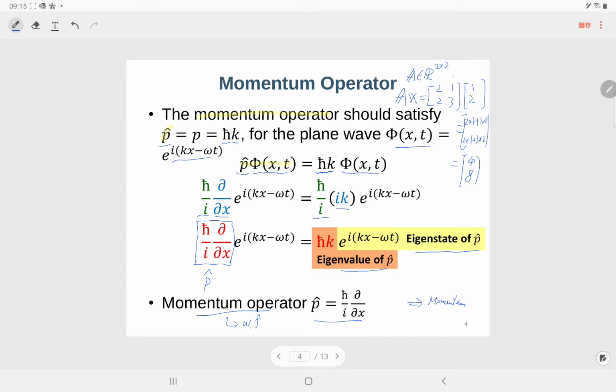So this is a momentum operator, and h bar k is called the eigenvalue of p hat. So it shares a similar topology. You can regard an operator as somehow like a matrix, and the wave function as somehow like a vector. So you have x here, you have an exponential of something here, and then you have this operator, and it's somehow like a scalar multiplied by this one. So they share a similar topology.